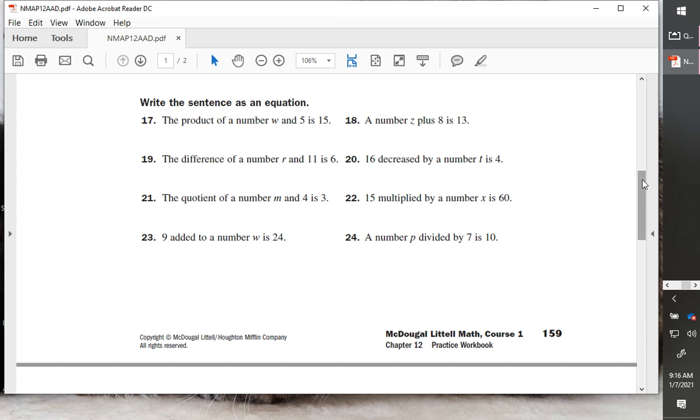Okay, Mrs. Lewis said this at lunch yesterday. She said, you know, we've been doing this all along. 15 multiplied by a number X is 60. She said, your old way of doing this used to be like this. Okay, we're used to seeing boxes. Well, a box is just another symbol saying that there's a missing value, and that's what variables do, okay? So that says the same thing.